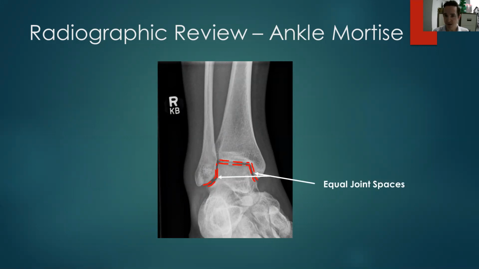Also, when you're reviewing a mortise radiograph, we want to be seeing lovely equidistant joint spaces between the talus and the lateral malleolus and the medial malleolus. All the way around in an inverted U, we want to be seeing a joint that is equal in size.